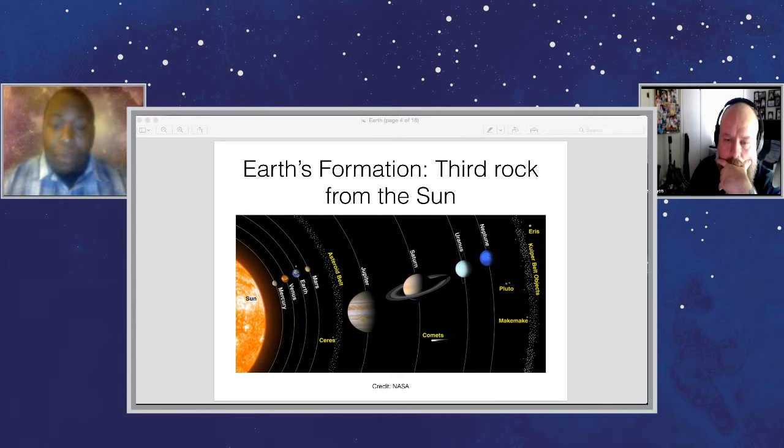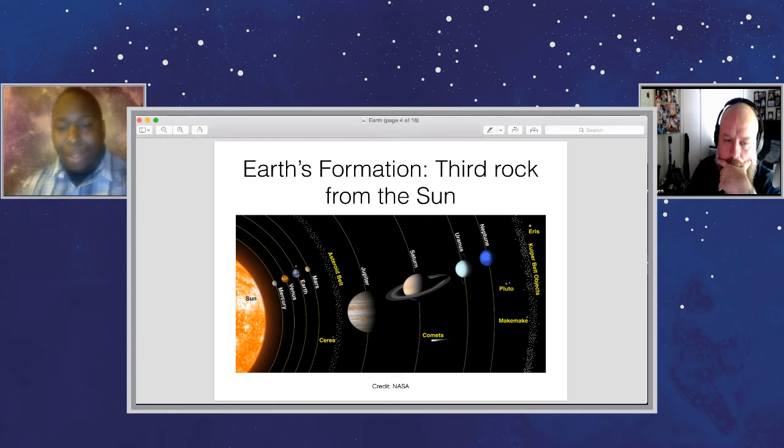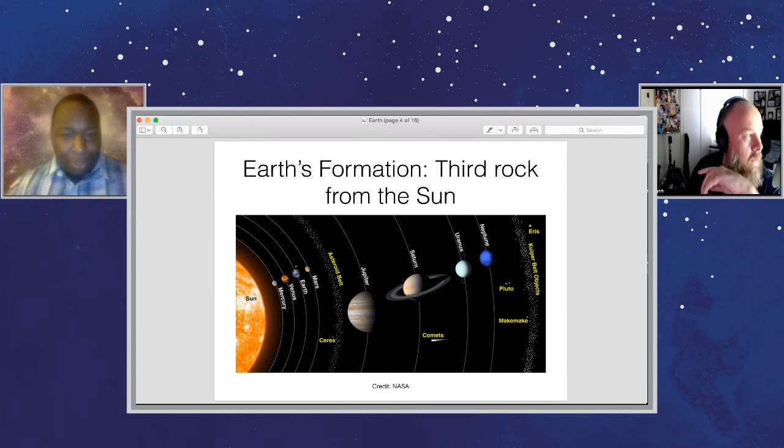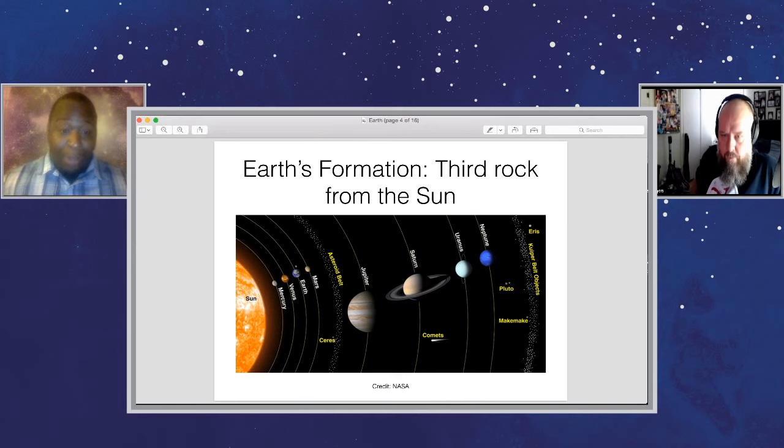And so, what I'm showing here in this particular slide is an image of what we think our solar system looks like today. Pretty accurate image. However, again, we're not going to talk too much about what's all going on in this image. We're going to focus our attention even more so on, as I've stated here, the third rock from the sun, which corresponds to our Earth.